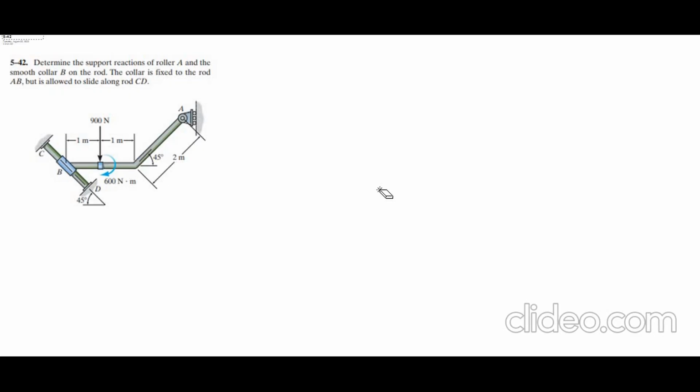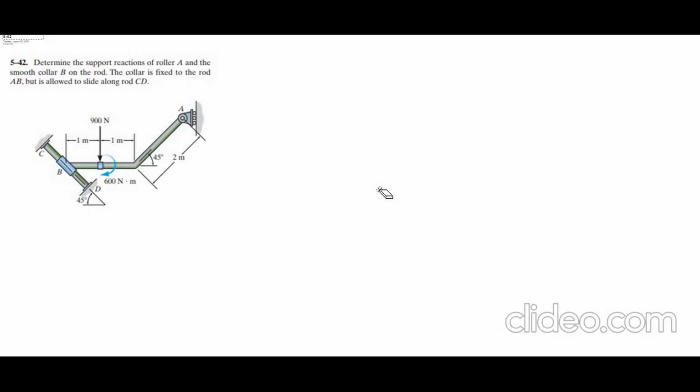In this video, we will solve problem 5-42 from R.C. Hibbeler Engineering Statics, 12th edition. According to this problem, we have to determine the support reactions of roller A and the smooth collar B on the rod. The collar is fixed to the rod AB but is allowed to slide along rod CD.